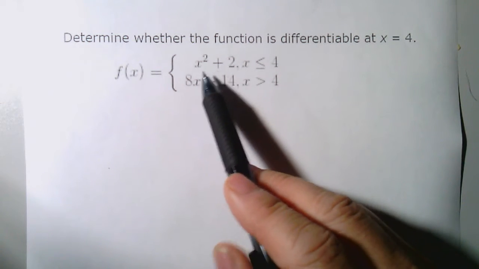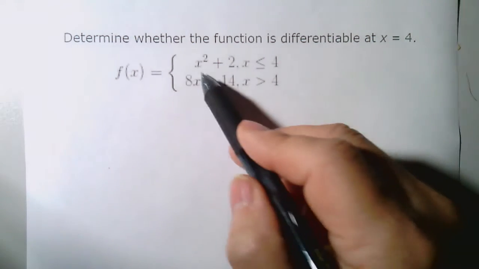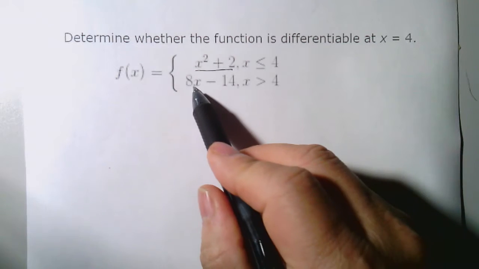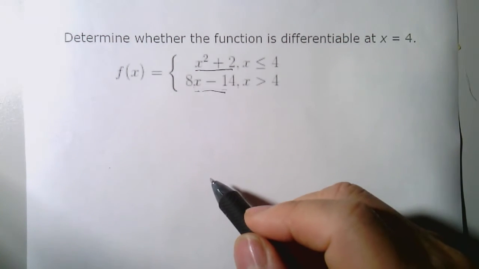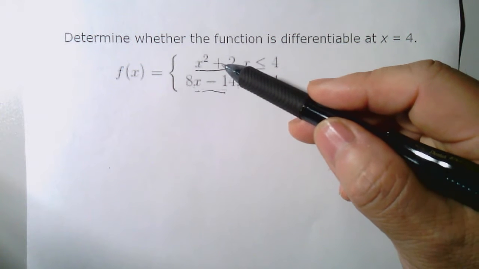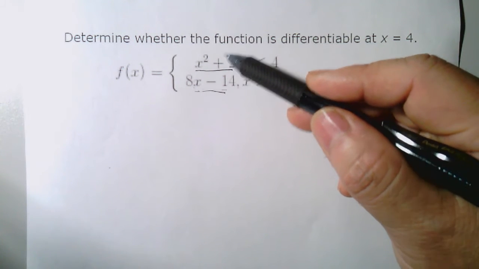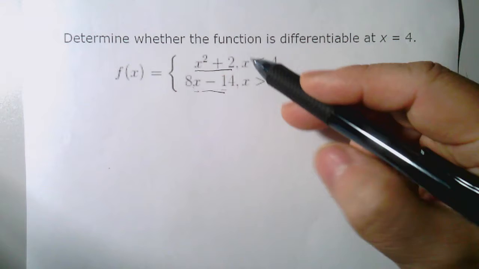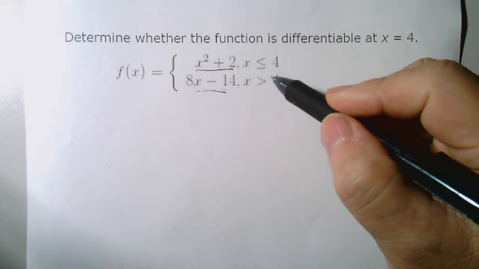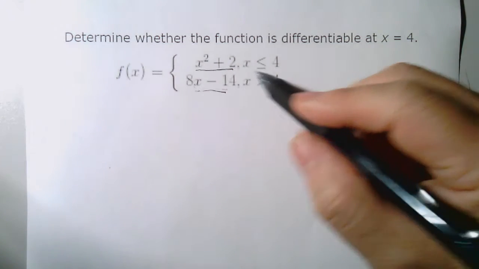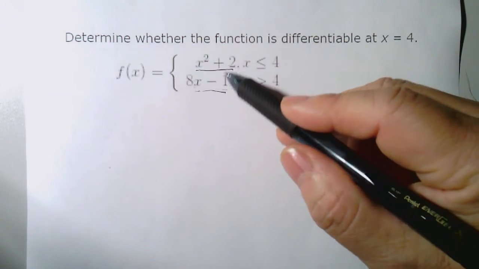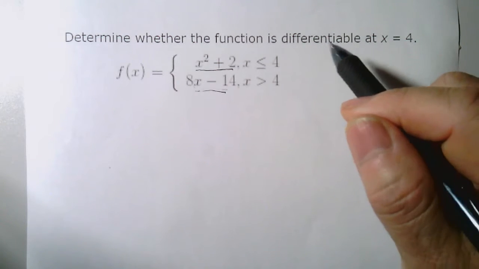This function is a piecewise defined function. Each piece is a polynomial, so each piece is differentiable. But if you want to make sure it is differentiable at x equal to 4, you have to make sure the two pieces connect each other.